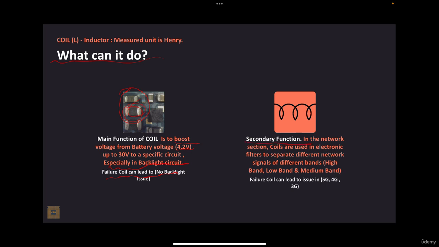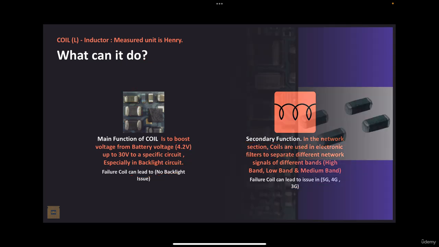The secondary function of the coil, in the network section, is that it's used in electronic filters to separate different electronic signals, which means that this coil can make a switch between 4G, 5G and 3G. So if someone tells you there is a problem in 3G, or I cannot work with 4G or 5G, it's a coil problem, or it may also cause a weak signal in 5G, 4G or 3G. So this is exactly what we can do with the coil itself.